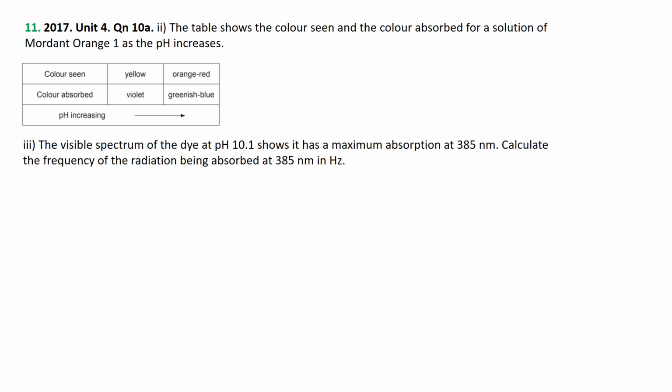Looks like the same question, but now I'm moving into part 3. The visible spectrum of the dye at pH 10.1 shows it has an absorption at 385 nanometers. Calculate the frequency of the radiation absorbed at 385 nanometers. So again, we're using this relationship here. We've got a wavelength, we want a frequency. The relationship between them is c, 3 times 10 to the 8 meters per second. Pop in our values. Notice again, this is nanometers. We don't want nanometers, we want meters, so replace nano by 10 to the minus 9. Rearrange it, and we get the frequency.